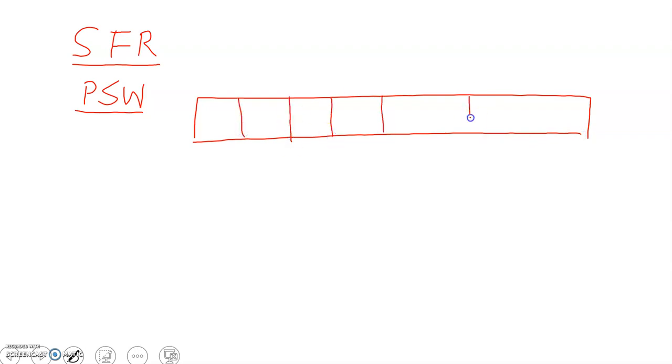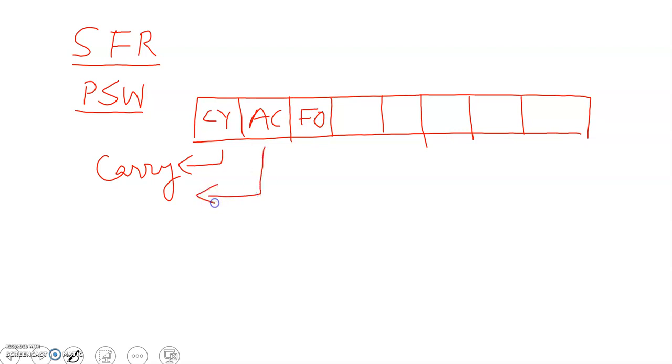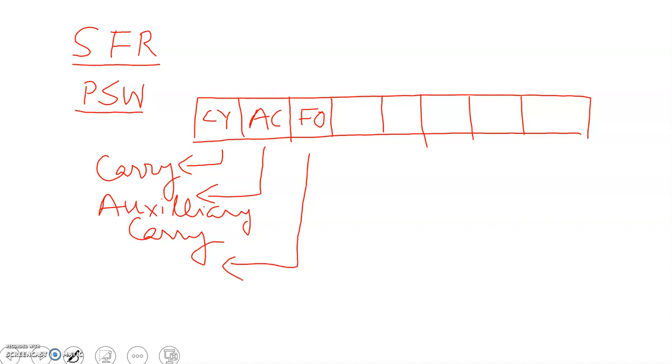So each of the bits has got a meaning. The most significant bit is your CY. This is your carry bit. Okay, then we have the auxiliary carry. Then we have another bit called F0. Then this is available for the user to be used during the program.